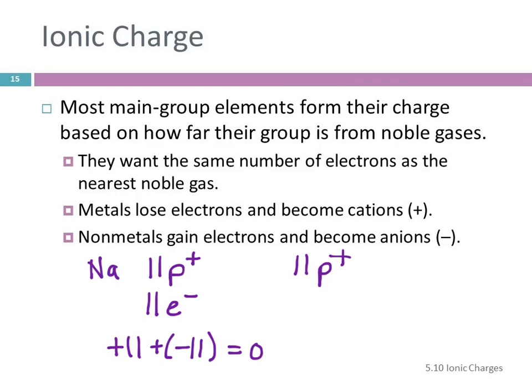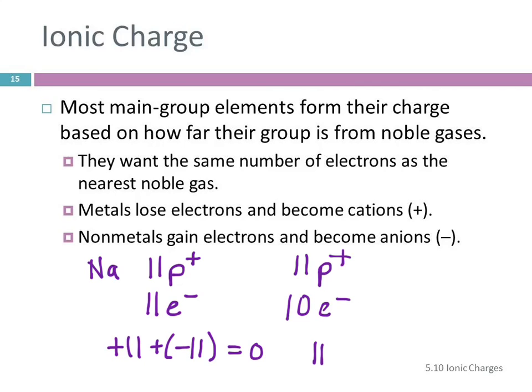11 protons. If we lose an electron, now we've got 10 electrons. How many electrons does neon have? 10. Neon's a noble gas. If sodium loses an electron, it has the same number of electrons as neon. And in sodium's book, that's a good thing.